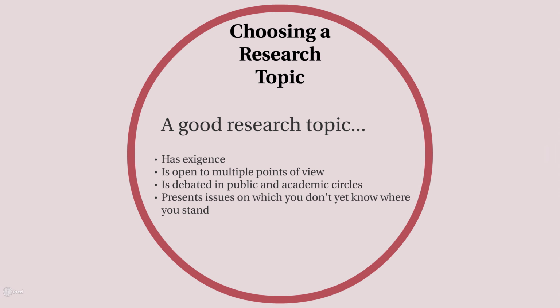By this point, you probably already have or are working on 3 viable topics for your linked papers. What makes a topic viable? Well, does it have exigence? Is it open to multiple views? Is it debated in both public and academic circles? This is an important one because at least half of the research you conduct this semester needs to be with academic sources. Keep that in mind as you finalize your research topic. And finally, does it lead to questions or issues that you don't have answers to yet? These are good places to begin.